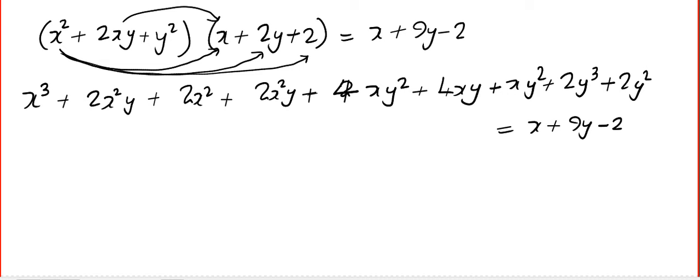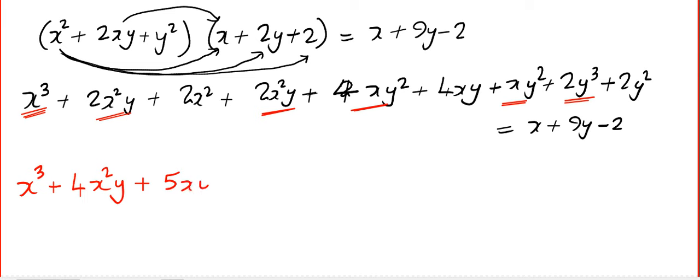Okay, now the next thing is we will find the term with highest degree. Okay, degree 3 in all these terms. So that is what I'm going to write first. I'll use red color. So x cube, you can see they're like terms, so we can add them up. Okay, 4 and this, like terms, so 5xy square plus 2y cube.